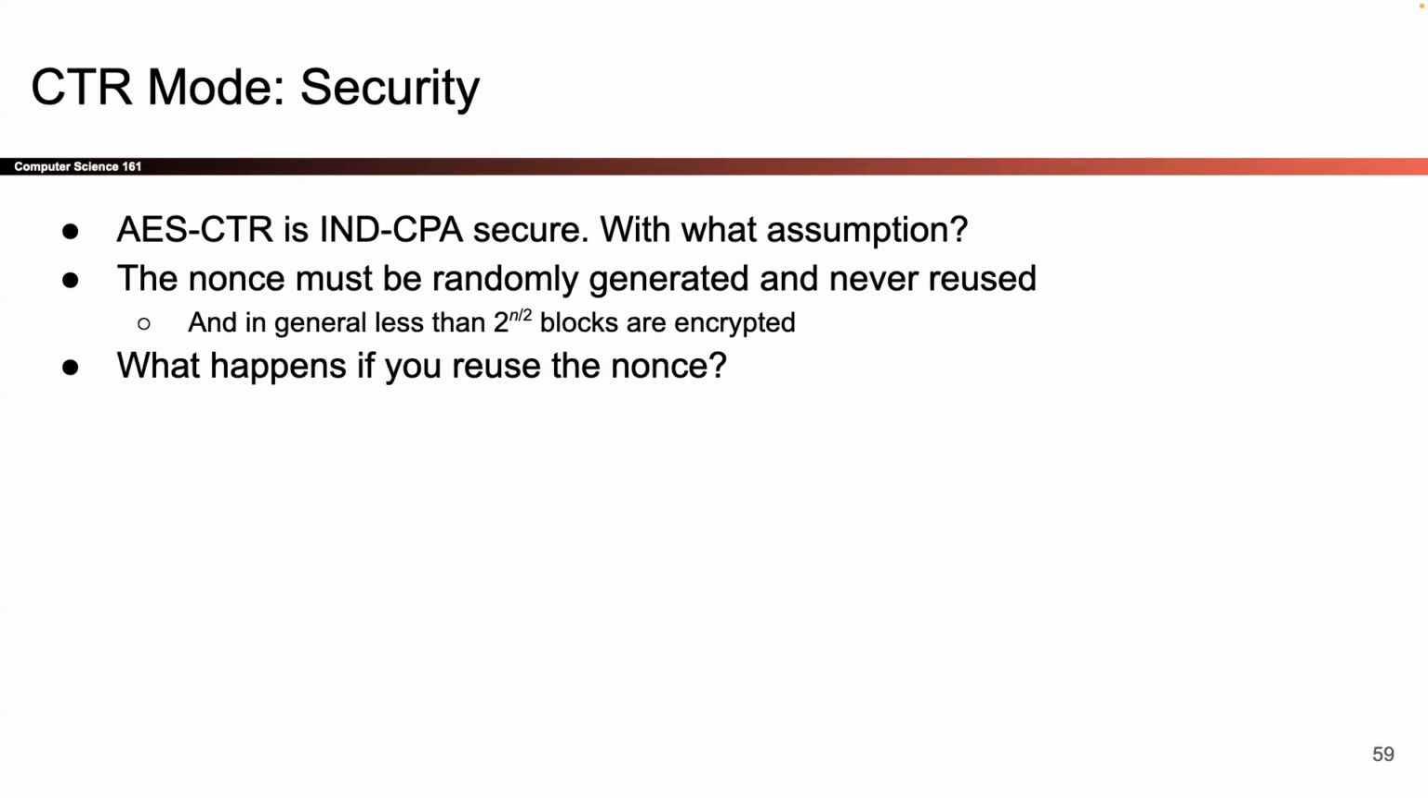There's also one tiny little nit, which is that you can't encrypt so much stuff that the counter rolls back to 0. But in practice, that doesn't really happen. So that's what that bullet point says. Okay. So what happens if you reuse the nonce?